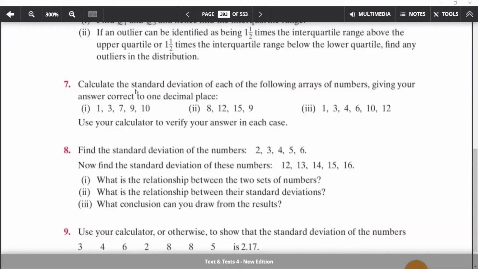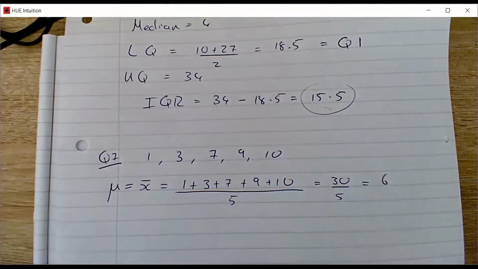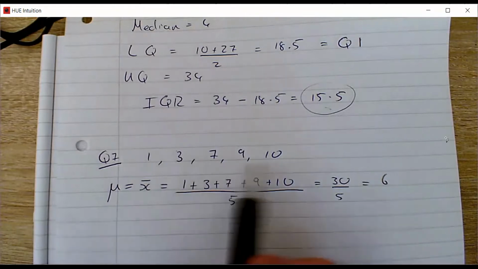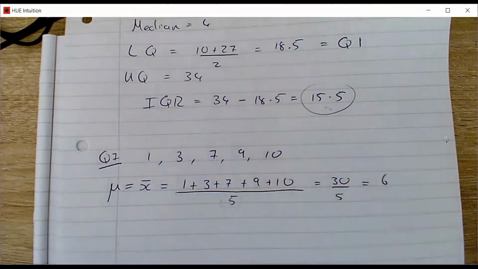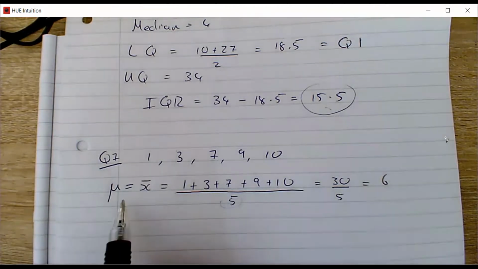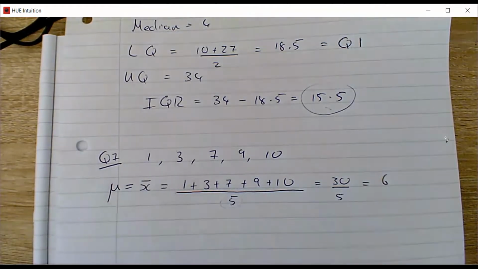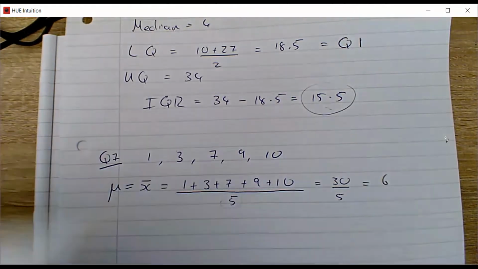Now, question 7 asks you for something called the standard deviation for each of these following arrays of numbers, giving your answer correct to one decimal place. I'm going to show you how to do the calculation for part 1, and then discuss maybe the merits of the standard deviation. Right, so here is our set of numbers, 1, 3, 7, 9, 10. The mean value, add them all together, divide by, there's 5 numbers, so divide by 5 for these numbers is 6. Okay, and these are 2 notations for mean. They're slightly different. When we get to inferential statistics, we'll talk about the difference between those 2 notations. But really, if you see either mu or x bar at the moment, you can think mean.